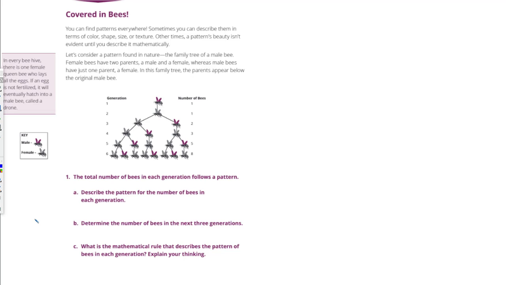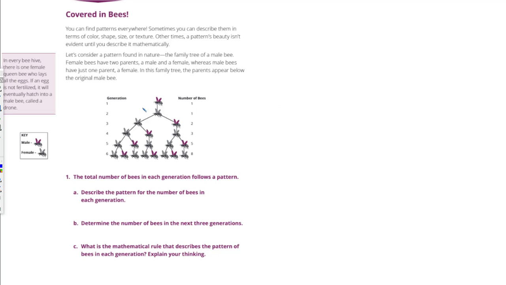Female bees have 2 parents, a male and a female, whereas male bees just have 1 parent, a female. In this family tree, the parents appear below the original male bee. So let's look at creating this pattern.